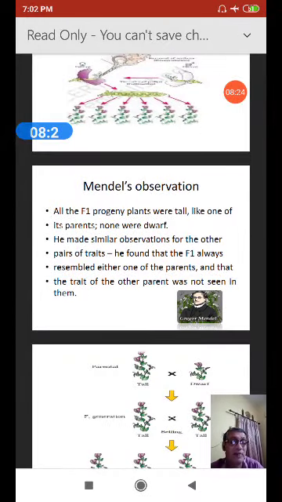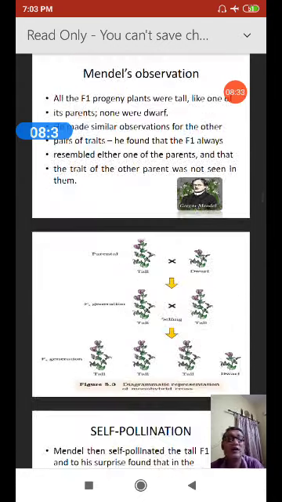But from the experiment, what did we observe? F1 progeny plants were tall like one of the parents; none was dwarf. You see the pictorial representation, which clearly depicts it. Similar observations were found in other pairs of traits: F1 always resembled either of the two parents, and the trait of the other parent was not seen in them. So you see the diagrammatic representation of the experiment.